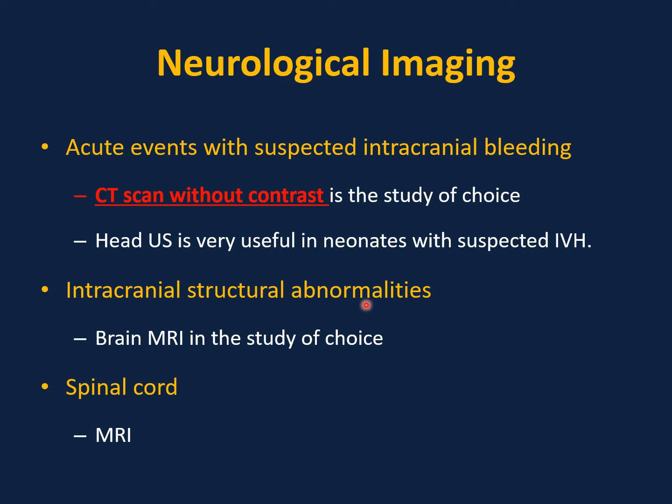Intracranial structure abnormalities, for example tumor or any abnormal anatomy, the best study is brain MRI. This will show a lot of details without the amount of radiation you will obtain from the CT scan. Spinal cord, even in the acute event, MRI is the best study.